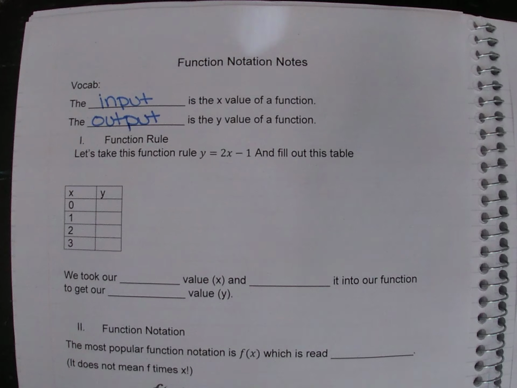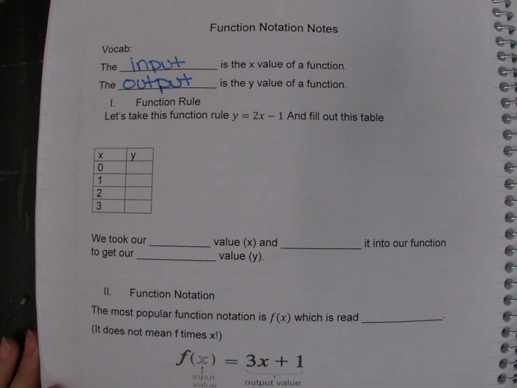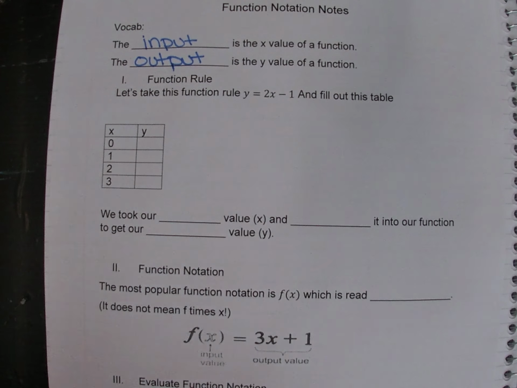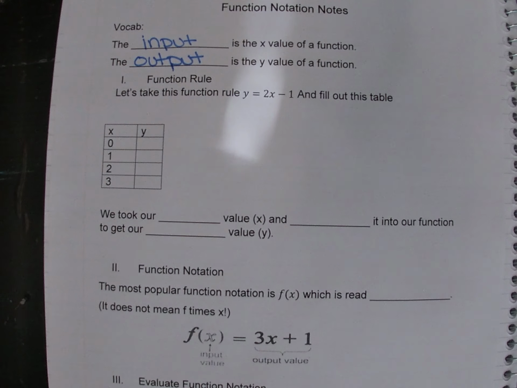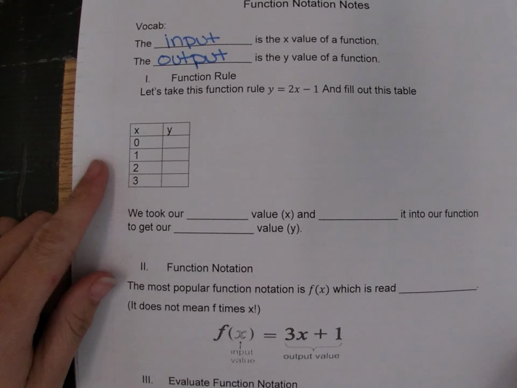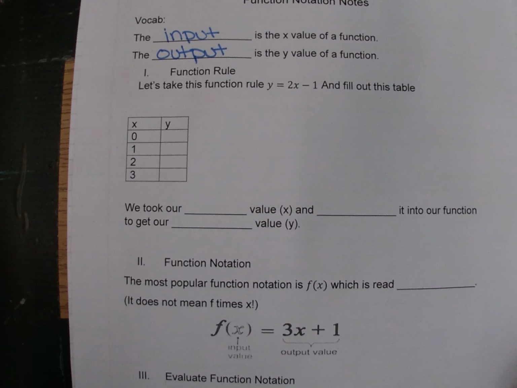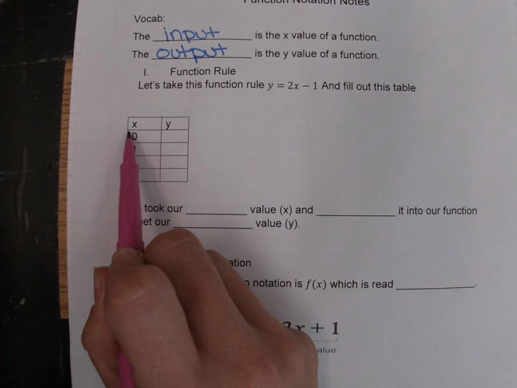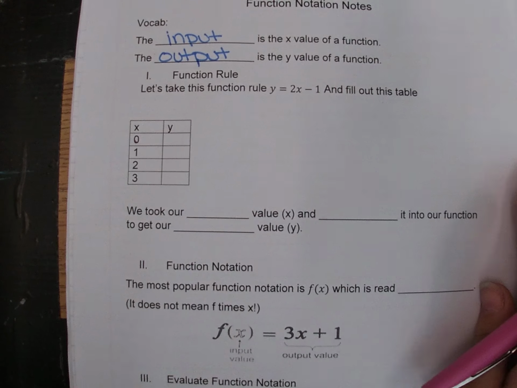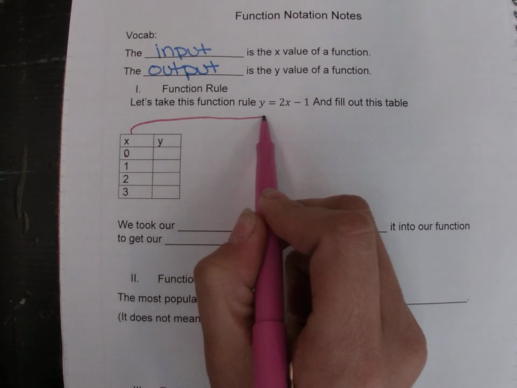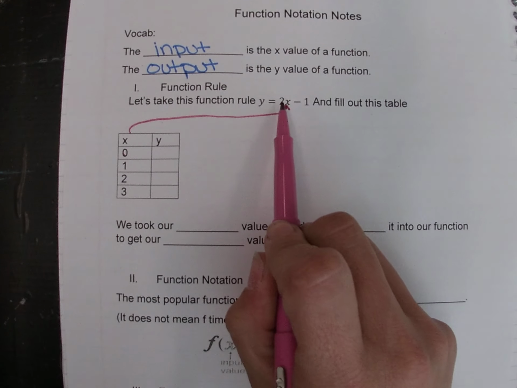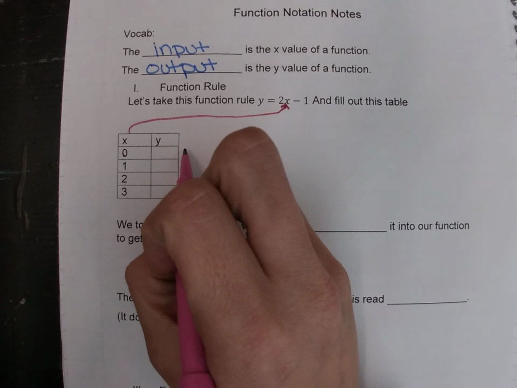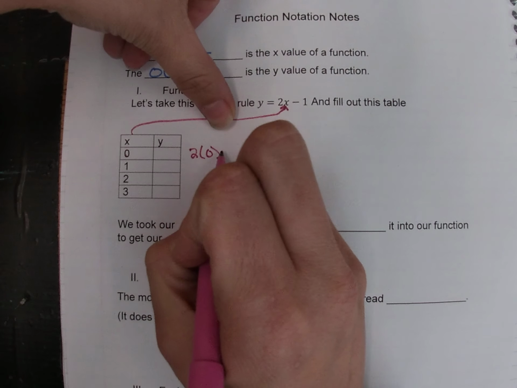Everything is going to be based today on sort of plugging and chugging: input a value and get its corresponding output value. So for example, let's say we have the function rule y equals 2x minus 1, and we are then going to complete this table. We want to fill in all of these missing values right here. What this is saying is we want to take this input value of x, because our x is our input, and plug it into our function rule and replace the x value. Right now this says 2 times x minus 1. So now instead of saying 2 times x minus 1, we're going to say 2 times 0 minus 1.